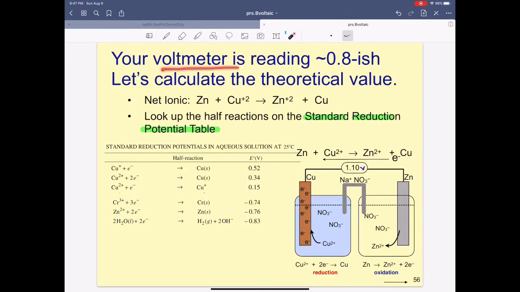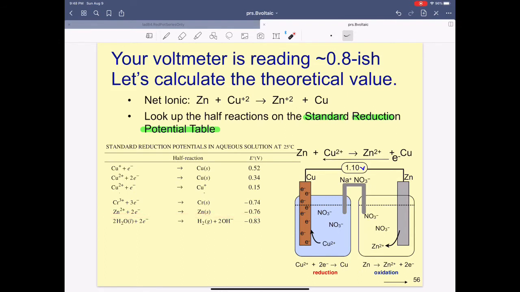Since our voltmeter in the lab was reading 0.8 or 0.9-ish, we can now calculate the theoretical value from the standard reduction potential table. Instead of using the copper as 0, we'll use the actual standard reduction potential table and look up copper. You want to notice that there are some options, but we need to pay attention to the fact that it's copper 2 plus in solution turning into copper solid. Hence this reaction. And zinc, of course, turning into 2 plus, we search down the table and we'll find zinc.